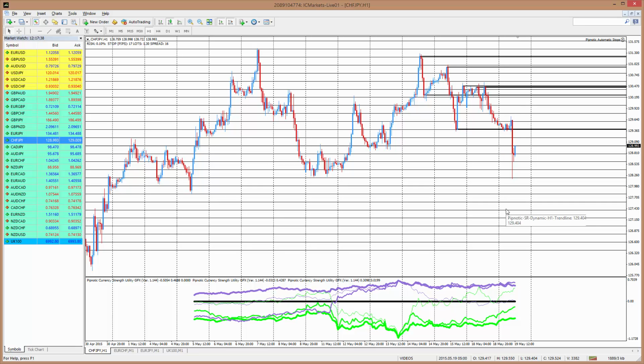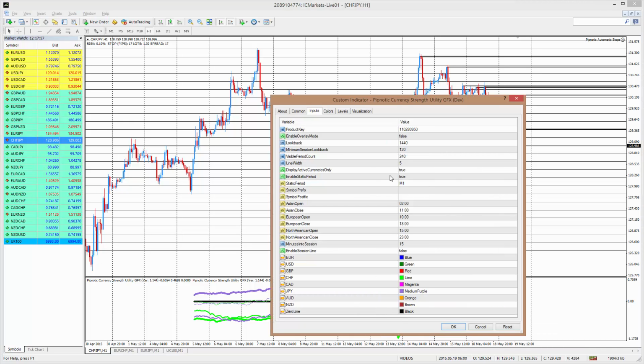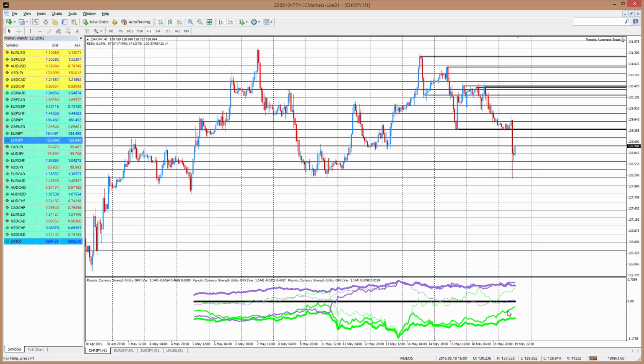You can see here that if we look at the strength information, and you should be aware of the fact that this is 1 minute strength information, so we're not looking at 1 hour information, despite the fact that we are on the 1 hour chart. And this is of course because we have enabled the static period, which is set to 1 minute. So this is 1 minute. So this is telling us what's going on within this hourly candle.